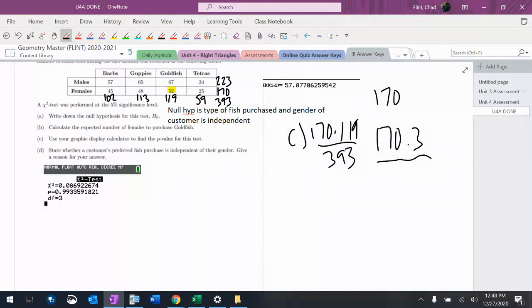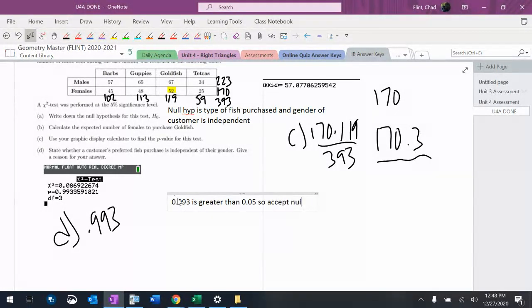So it says give your p-value. So the p-value for d is 0.993, to three significant figures. And then it says to make a decision, is it independent or not? So 0.993 is greater than 0.05, which is the significance level. So accept the null hypothesis, which means gender of customer and type of fish purchased is independent. And it's very, very independent because that is a chi-squared value that is almost zero, indicating that there's very little change between what you would expect and what you observed.